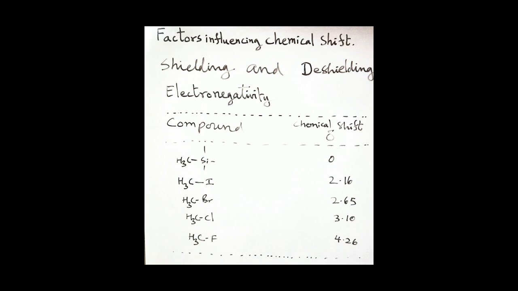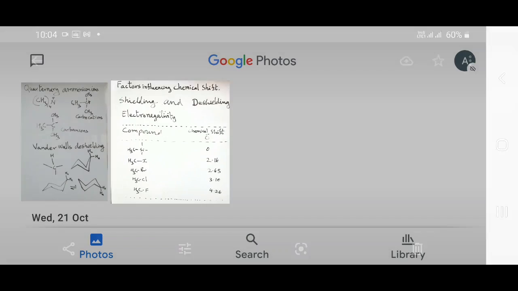Because of the increase in electronegativity, the electrons involved in the chemical bonding, which are shielding the nuclei of a proton, are pulled by the substituent. So the protons are experiencing a greater deshielding effect. They are experiencing a higher magnetic field. As a result, the chemical shift values are higher. This we saw in the last class itself.